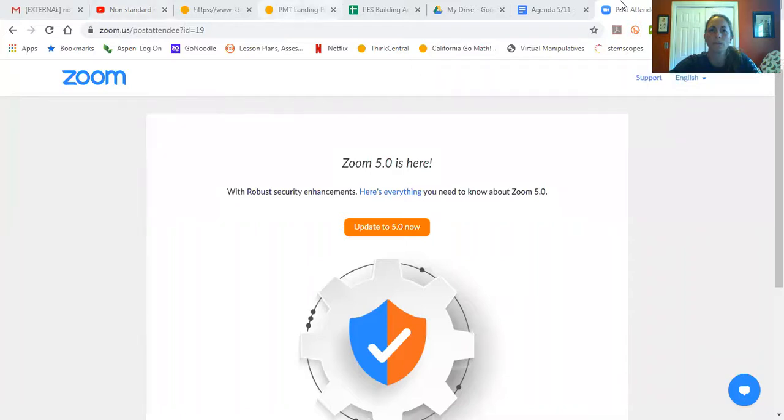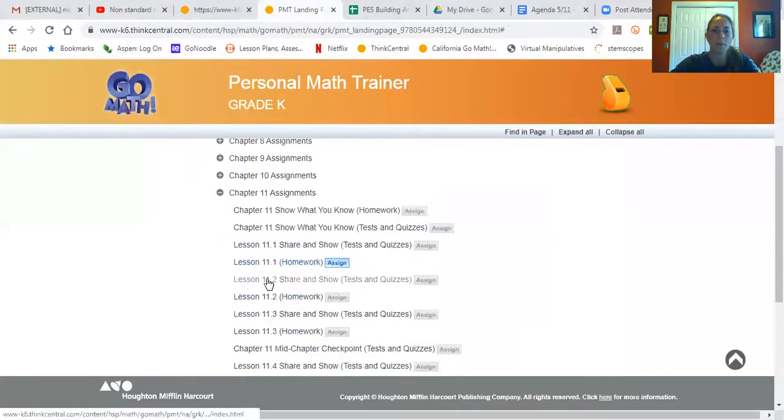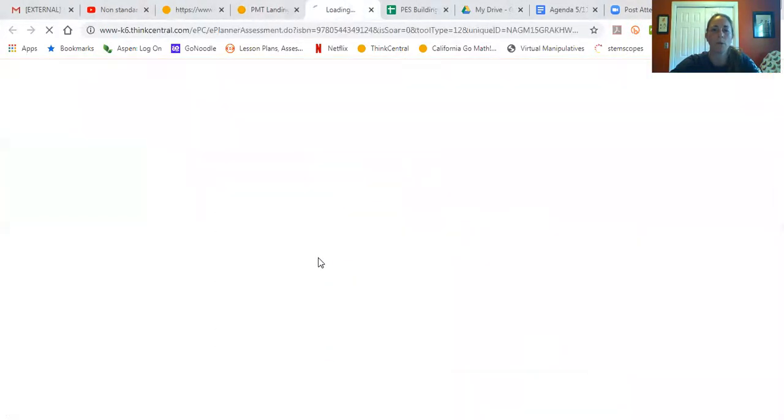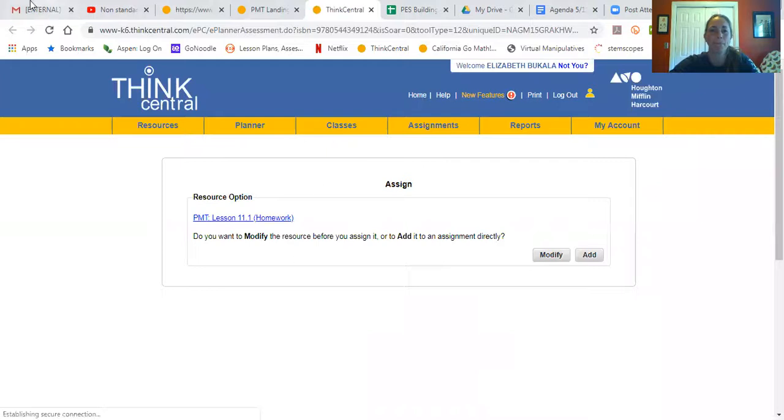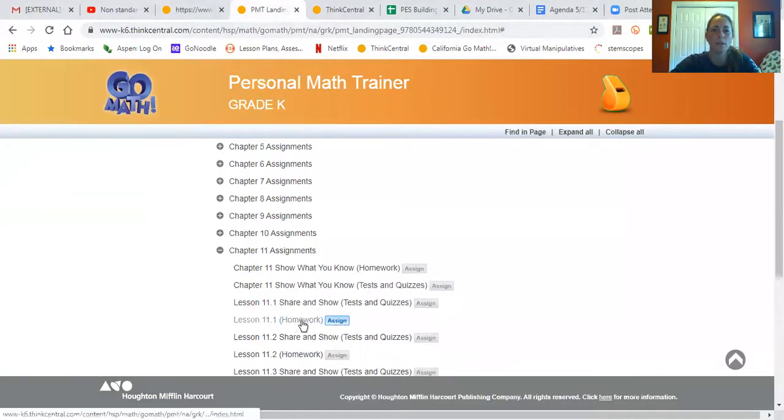So let's go right to here. This is chapter 11. We're going to do 11.1. There we go. And if you're interested, if you go to the agenda and you go to Think Central, or you just go to Think Central right on your own computer, you can see all of these from chapter 11. I assigned them to you, so you can do all of these at home right now. They're ready to go.